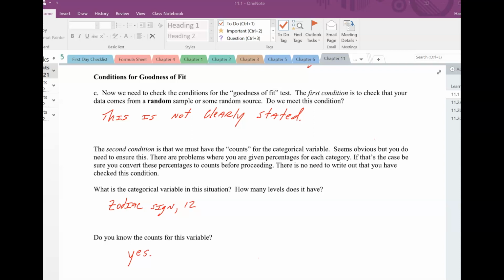The second condition sort of goes along with the third condition. There's not really any need to write down the second condition, but it's something that you need to make sure you have. And it's that you actually have counts for each of the categories. We want to pay attention to this. Sometimes you're given the actual count, sometimes you're just given proportions or percentages. Make sure that you do actually have the count. So in this situation, there are 12 categories, and we do have the counts for all of them.